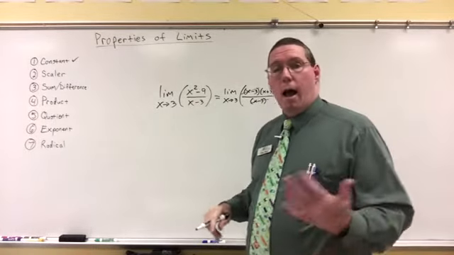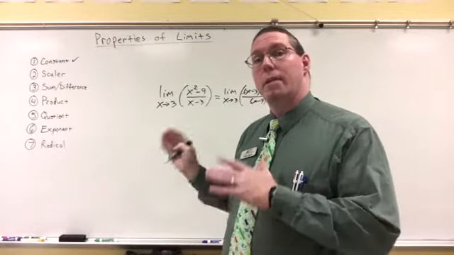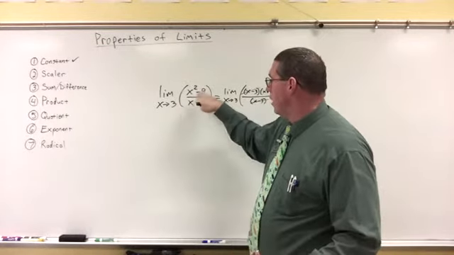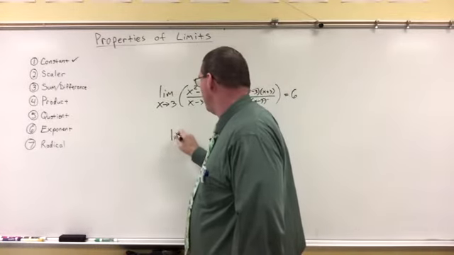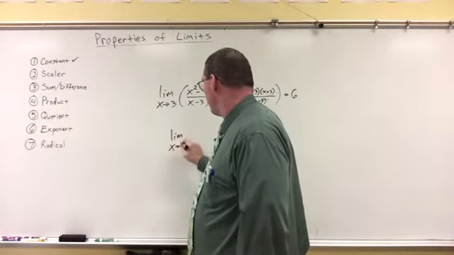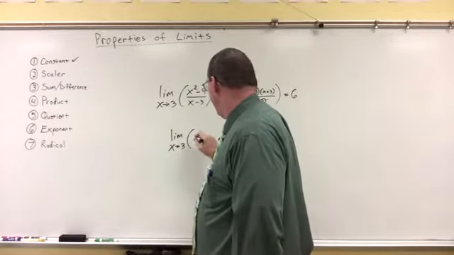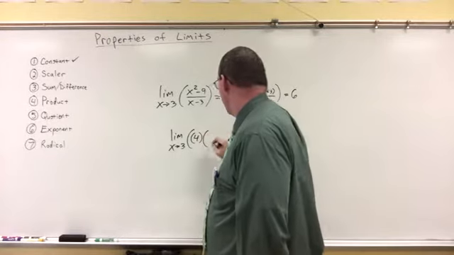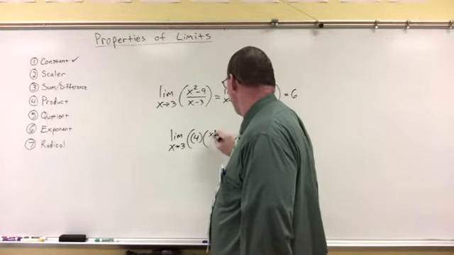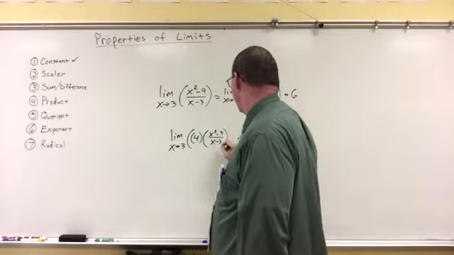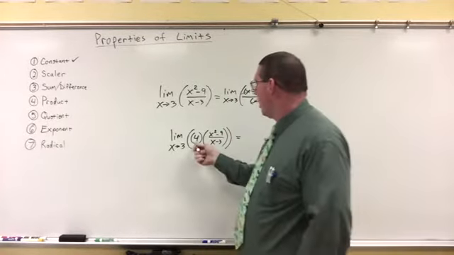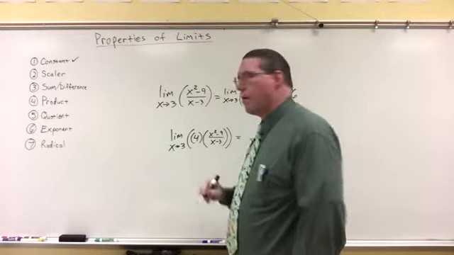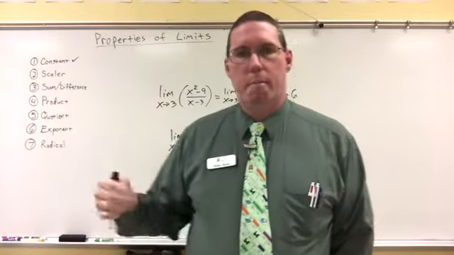Well, what if I had the same limit, but this function was being multiplied by a scalar? What if I had the limit as x approaches 3 of 4 times x squared minus 9 over x minus 3? Let's say that this was now our limit. So we're multiplying our function by a scalar. We're scaling it up by 4.